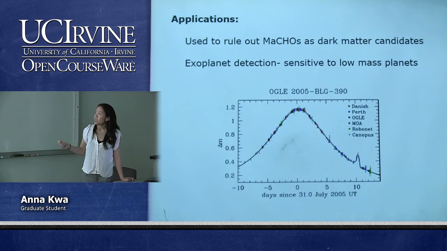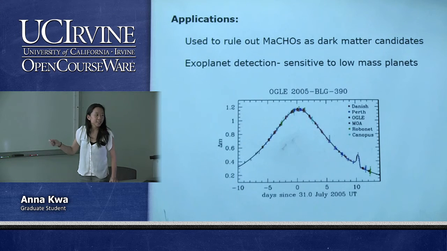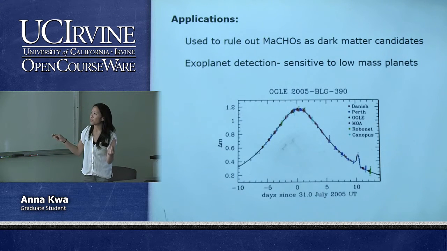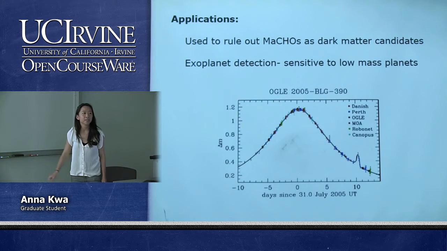So if you have a star with a planet going around it, if that star is the lens that passes between you and another star that's further away, then you'll get this overall big change in brightness. But if you also have a little planet accompanying that star, it's sort of like a perturbation, and that planet produces this additional little spike in brightness.